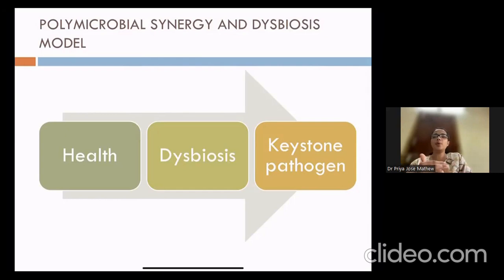When the dyssymbiosis occurs, the keystone pathogen will take the role, and it will cause an immunoregulative, subversive mechanism, which will cause more immune response to occur, and with that the connective tissue and bone tissue destruction will occur more. Okay, so that is the polymicrobial synergy and dyssymbiosis model.